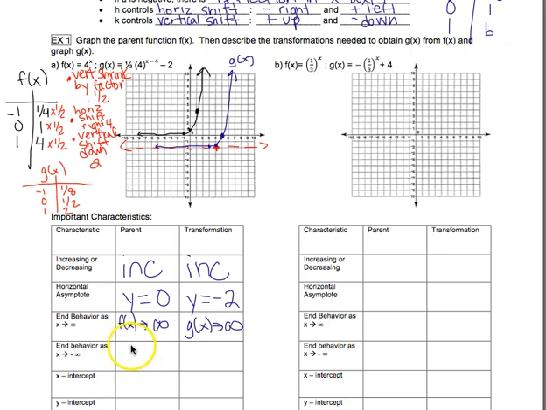And this is the first time we've had a graph that approaches a value that's not an infinity. As I go to the left, those y's are not getting closer and closer to negative infinity. They're getting closer and closer to 0. So we would say f of x approaches 0 because it's approaching that horizontal asymptote. Whereas on the transformation, as I go more and more to the left, my y's are getting closer and closer to -2.